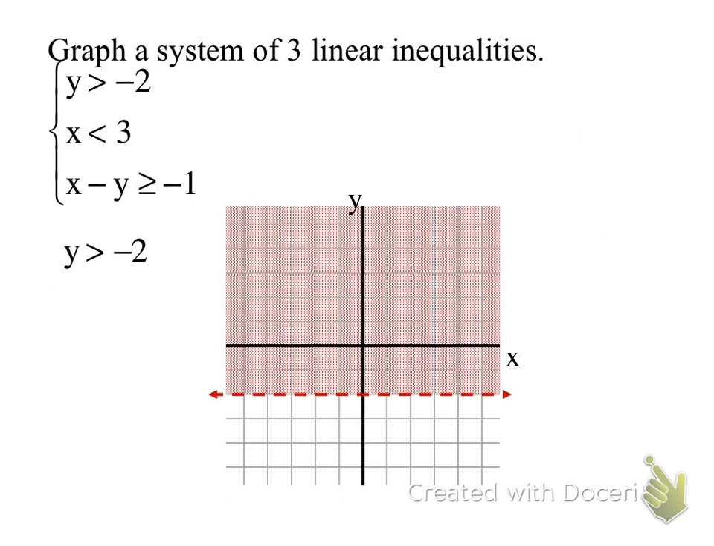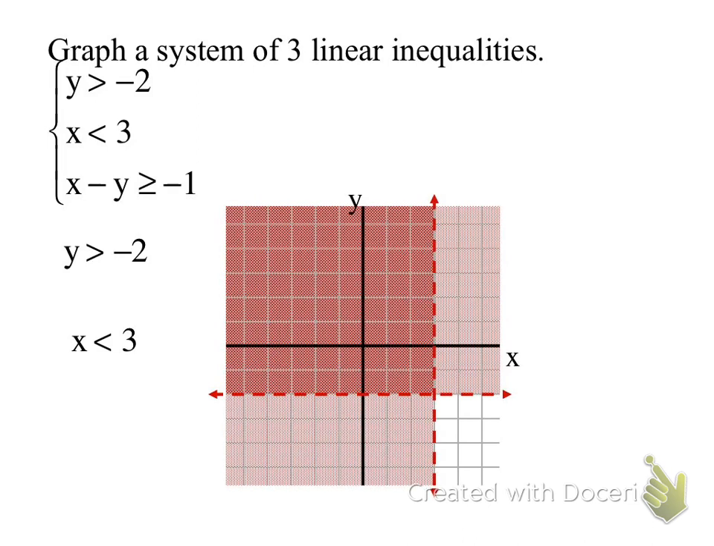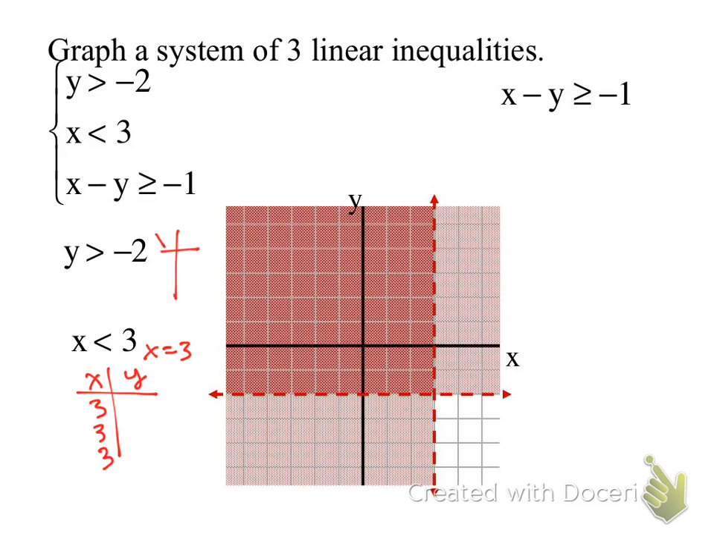Wait, so for the table for x is less than 3, isn't it x is less than or equal to? No, you're still making your table in that same way. We're temporarily pretending it's x equals 3, because that's still going to be your boundary line. That's about your boundary line. And so you're still doing 3, 3, 3. Does that make sense?